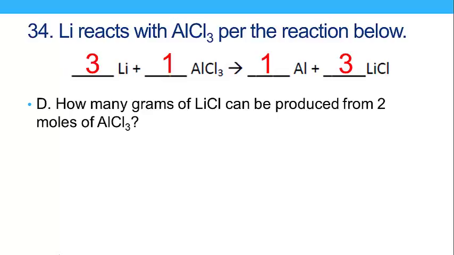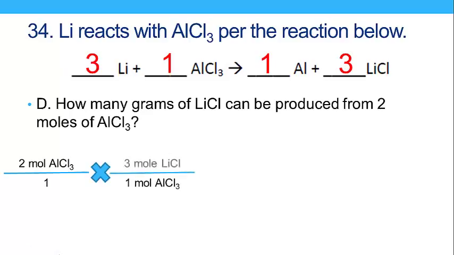How many grams of lithium can be produced from 2 moles of aluminum chloride? So this one, we're going to take moles of aluminum chloride and change it to moles of lithium chloride, and then moles of lithium chloride to grams of lithium chloride. So we're starting off with moles of aluminum chloride, so I need moles of aluminum chloride on bottom to cancel, and I want to get moles of lithium chloride. Once again, I have mole on top of mole, so this is a mole ratio. So the mole ratio is 3 moles of lithium chloride for every 1 mole of aluminum chloride.